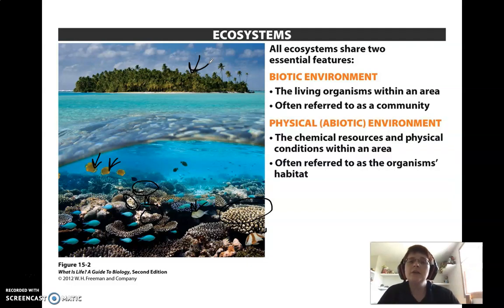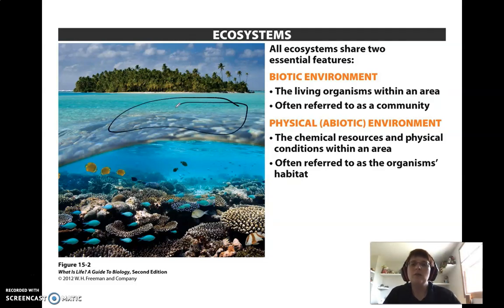The other half of an ecosystem is the abiotic, or the non-living part of the environment. We often call this the habitat. These are the chemical resources that are in the environment and the physical conditions. So the chemical resources for this area, a little easy to see one of them, it's the water, right? But also things like the air. You've got sand up here. And also it would be things like the nutrients in the water. Those would be chemical resources.